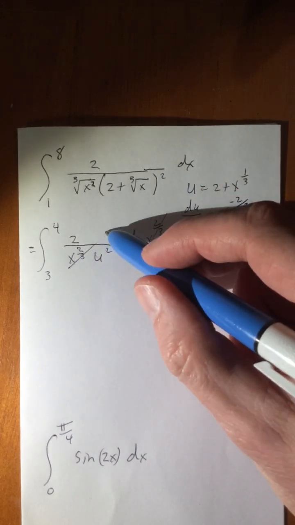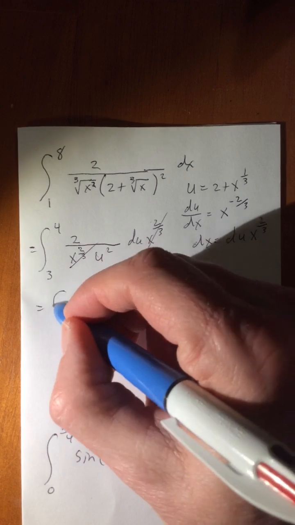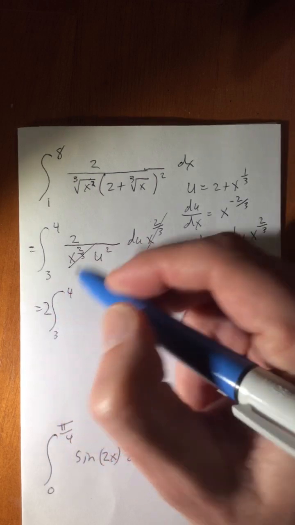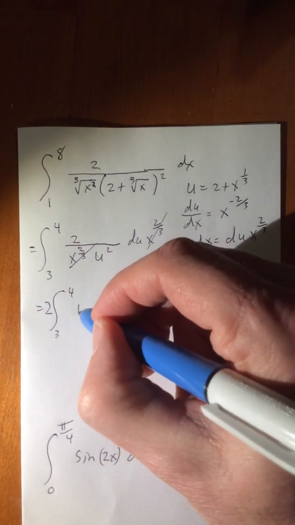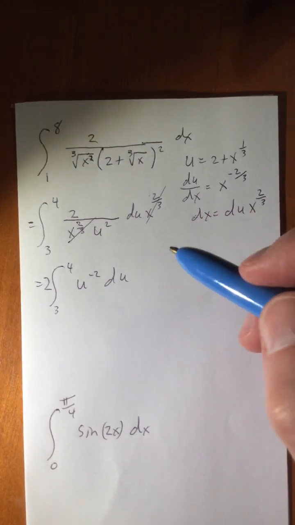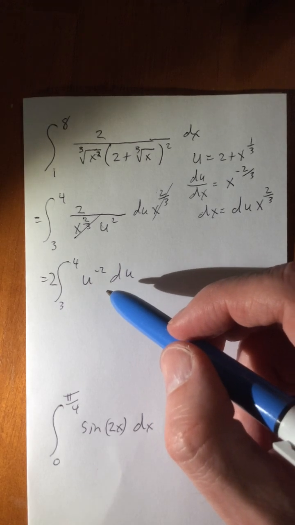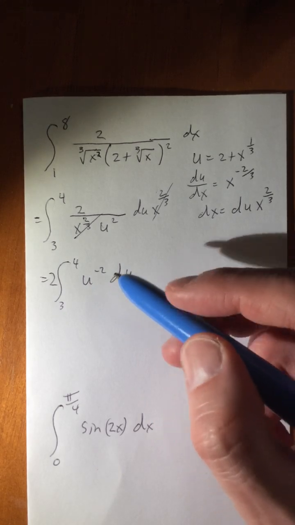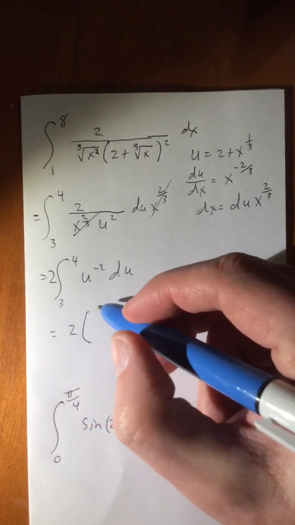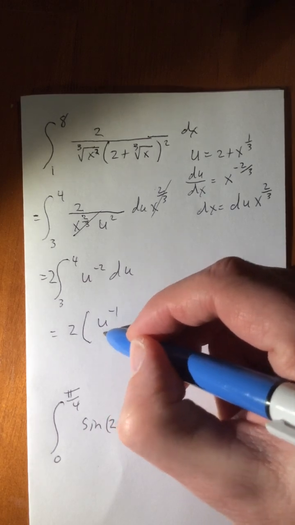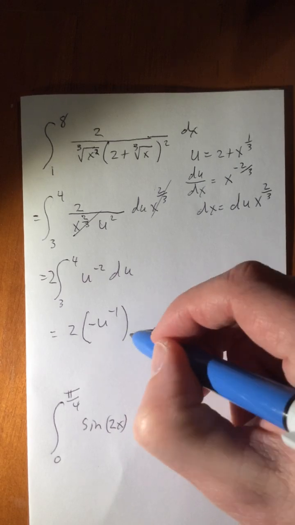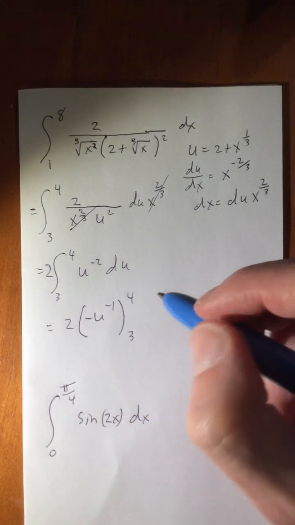And then we're going to bring this thing up here. So this is going to be equal to the integral 3 to 4. Well, actually, I'm going to kick the 2 on the outside, put the 2 out there so we don't need it on the inside. And we got u to the negative 2 du. Okay, and then we integrate u to the negative 2 by doing the usual adding 1 trick. So now we have 2 times u to the negative 1 over negative 1. So we'll just stick a negative here in front. And we'll evaluate that on 3 to 4.